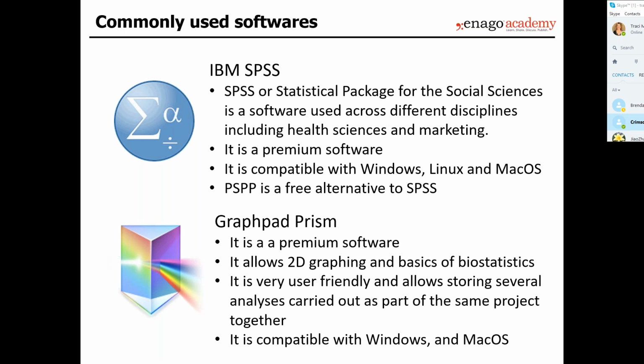GraphPad Prism is one of my favorites, primarily because it's easy to create a graph of all different types. And also GraphPad Prism kind of prompts you, based on the type of data you have, on which statistical test you need to use. That's very helpful. It allows 2D graphing of the basic biostatistics, and it's very, very user-friendly. It also is compatible with Windows and Mac OS.